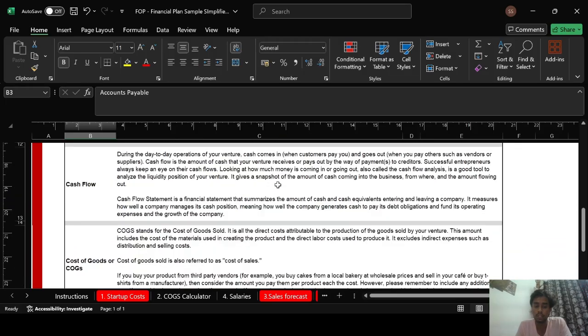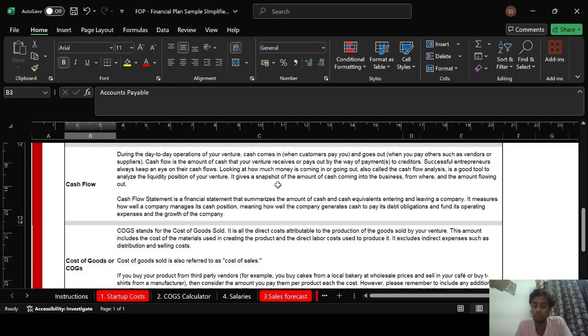Cash flow. During the day-to-day operations of the venture, cash comes in and goes out. Cash flow is the amount of cash that a venture receives or pays out by way of payments to creditors. Successful entrepreneurs always keep an eye on their cash flows, looking at how much money is coming in or going out, also called the cash flow analysis. It is a good tool to analyze the liquidity position of your venture.